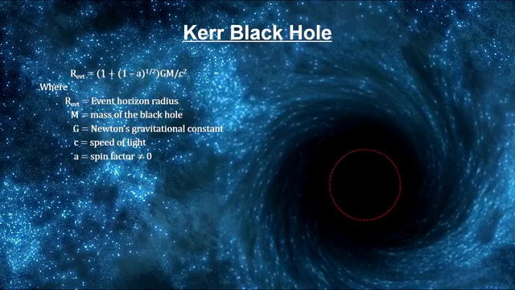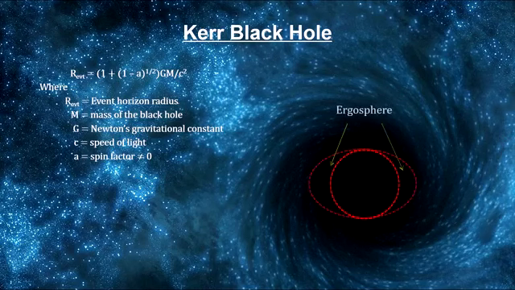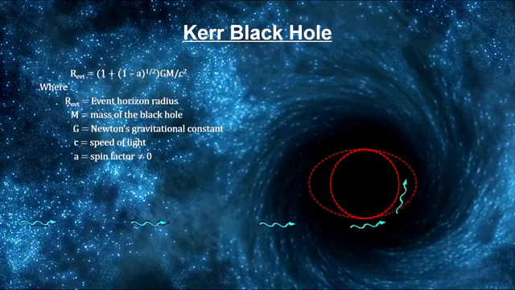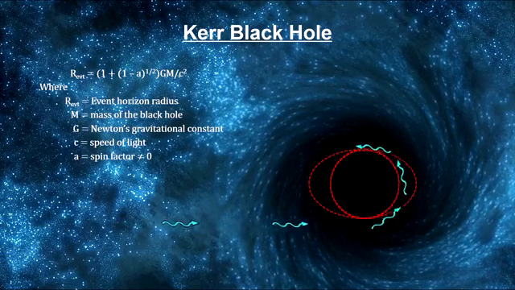In 1963, Roy Kerr developed a general solution for spinning black holes. It showed that there is a second region beyond the event horizon that defines a volume around the black hole called the ergosphere. In this region, space itself is dragged around by the black hole's spin. It's called frame dragging. Also in this region, light can enter stable orbits around the black hole.